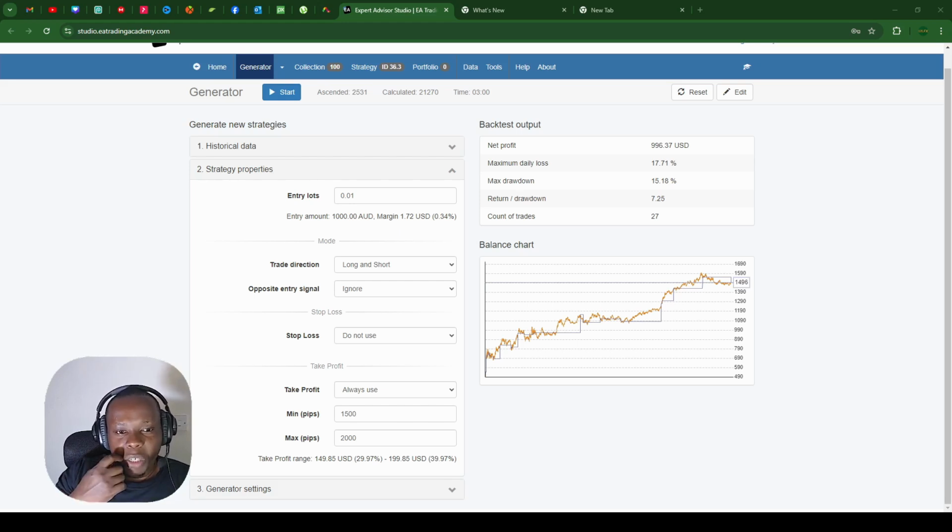That is why I was very specific with what you're seeing on the screen. Entry lot is 0.01, and I'm using a 500 USD capital. That would mean even if my capital increased from 500 to 600 to 700, it would never increase the lot sizes from 0.01. It would still maintain 0.01 throughout.